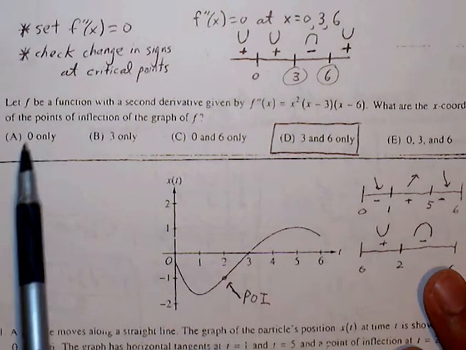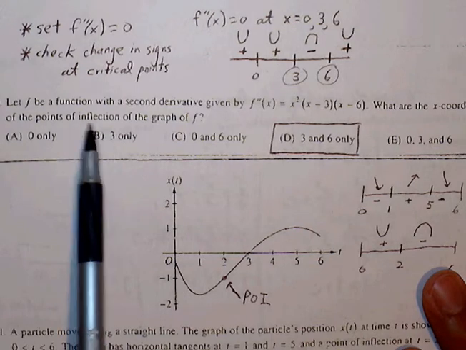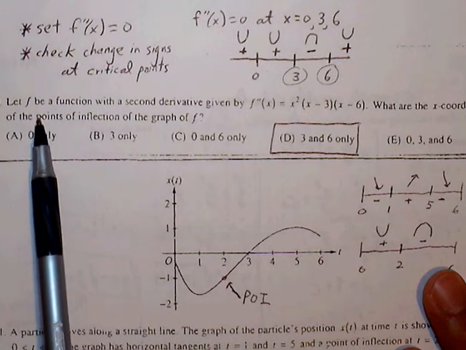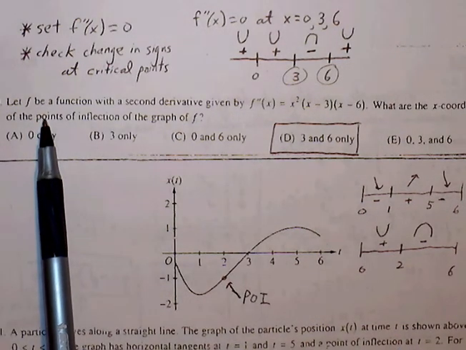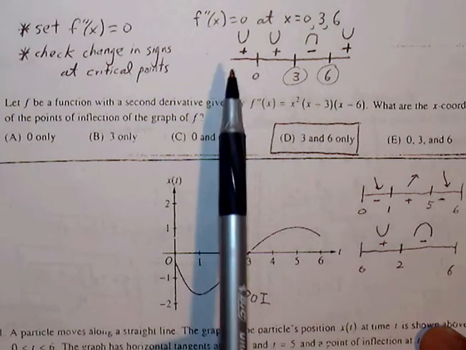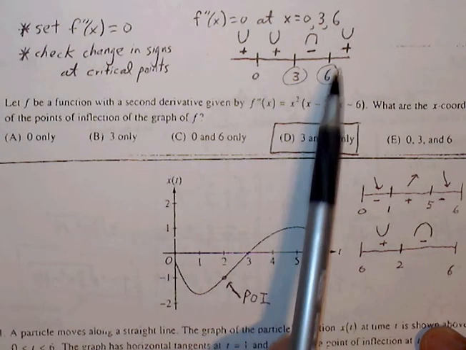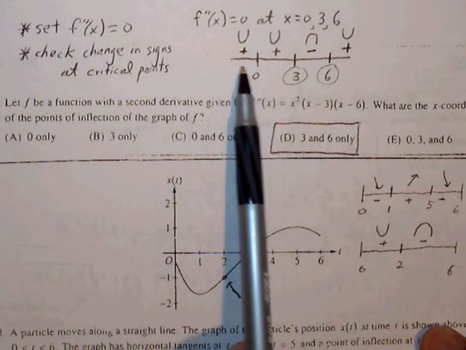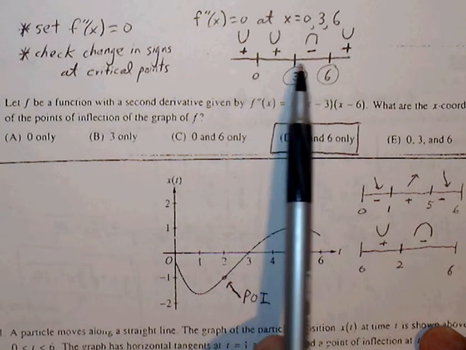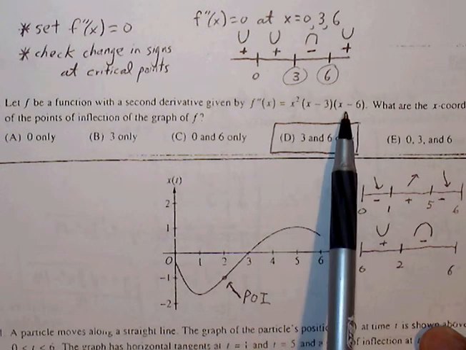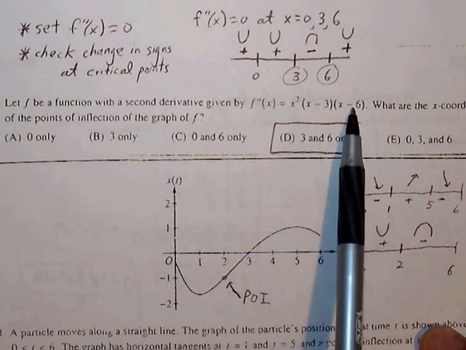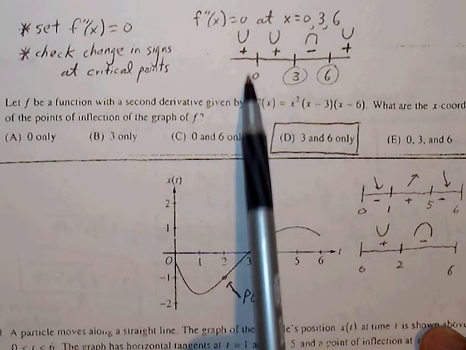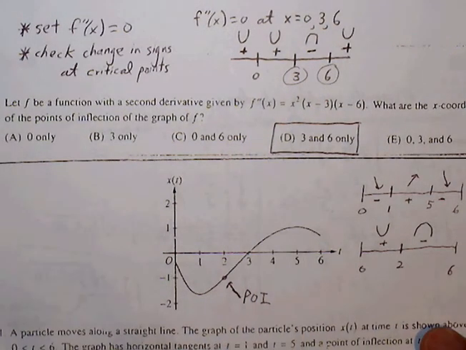The key thing to remember is that just because f double prime is equal to 0 is not a sufficient test to determine whether it's a point of inflection. There also needs to be a change in sign at each of those critical points. So we have to make a sign line, and we see if we plug in -1, we're going to get a positive. If we plug in 1, we'll get a positive. If we plug in 4, we're going to get a negative. If we plug in 7, we'll get a positive. So therefore, the only changes in sign will be at 3 and at 6. There's no change in sign at 0, so only 3 and 6 will be points of inflection.